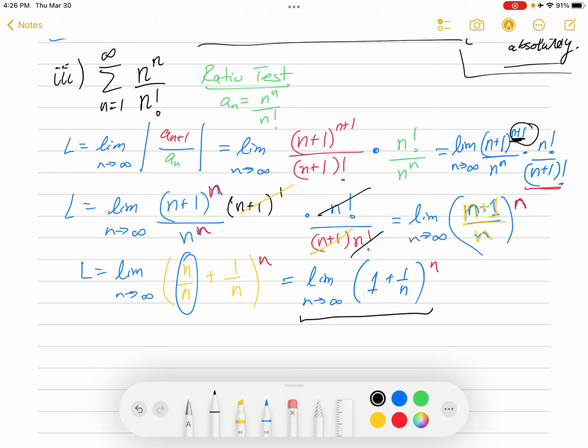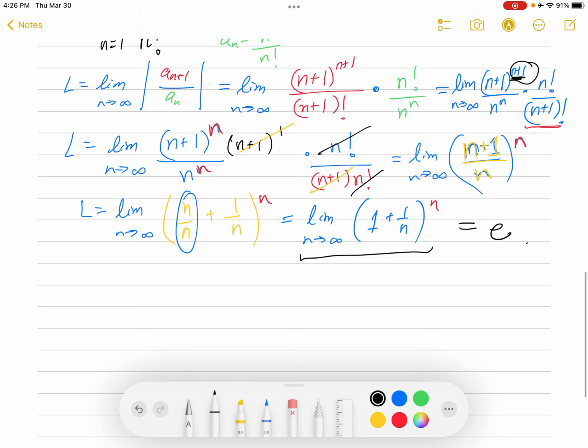And this is a very famous limit, a very, very famous limit. Usually you just do this one in Calc 1. This is the famous limit e. That is the limit for e right there. All right, so our limit is e.